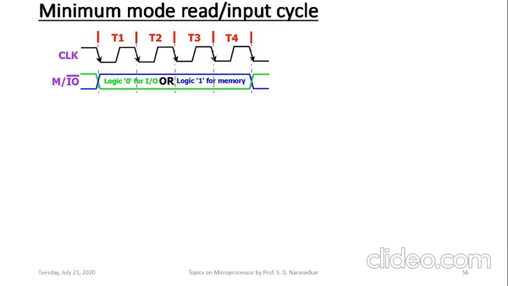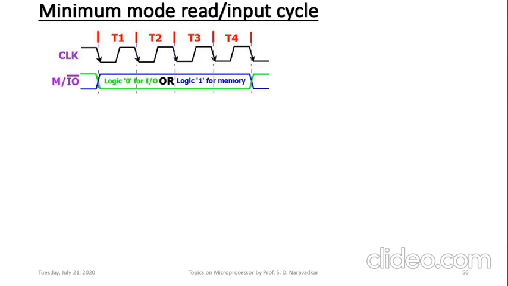Here two different colors are used. Whenever I want to perform, say, a memory operation, then this signal which is shown in blue color is to be drawn, because for memory operation the M/IO bar signal should be logic 1, and that too from the beginning of that bus cycle. So here initially the signal is assumed to be 0, it becomes 1, it remains 1 throughout that bus cycle, and at the end of T4 this signal goes down, it becomes 0. This is for memory operation.